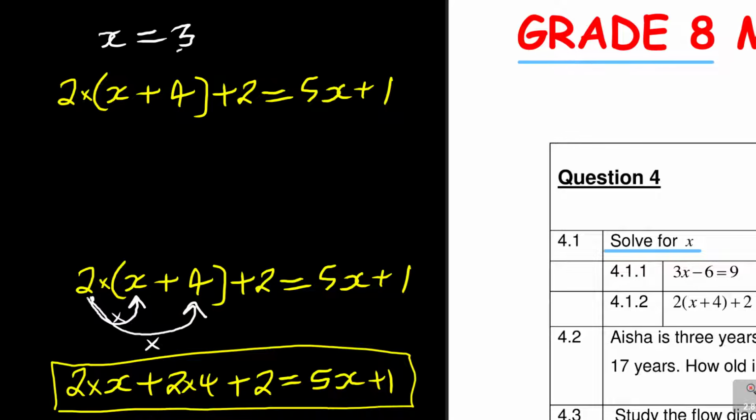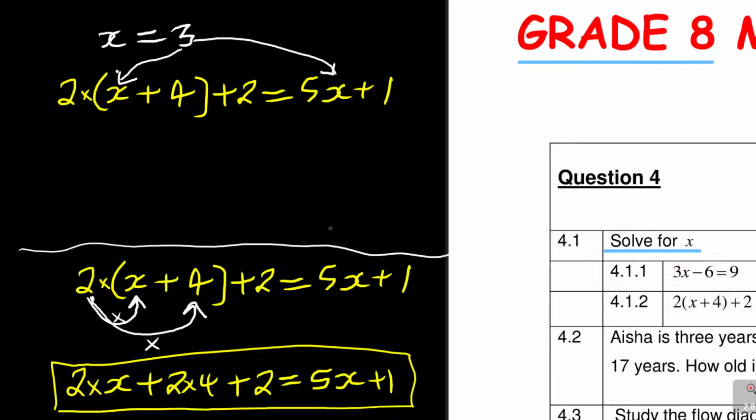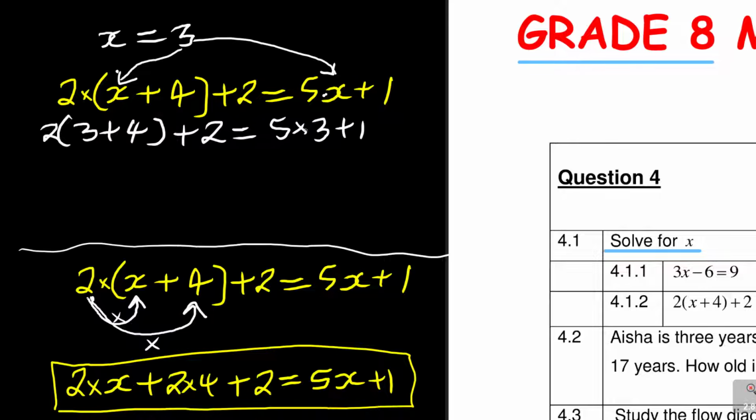So this is what you do. Where there is x, you put that 3. And where there is x, we put that 3. You see that? So you write the question now to say 2 bracket, where there is x it's 3, plus 4. We call this substitution. Plus 2 is equal to 5x. Remember, there is a dot. It's 5 times 3 plus 1. Don't say 5 plus 3, no. Then you use a calculator on the left hand side, and use a calculator on the right hand side.